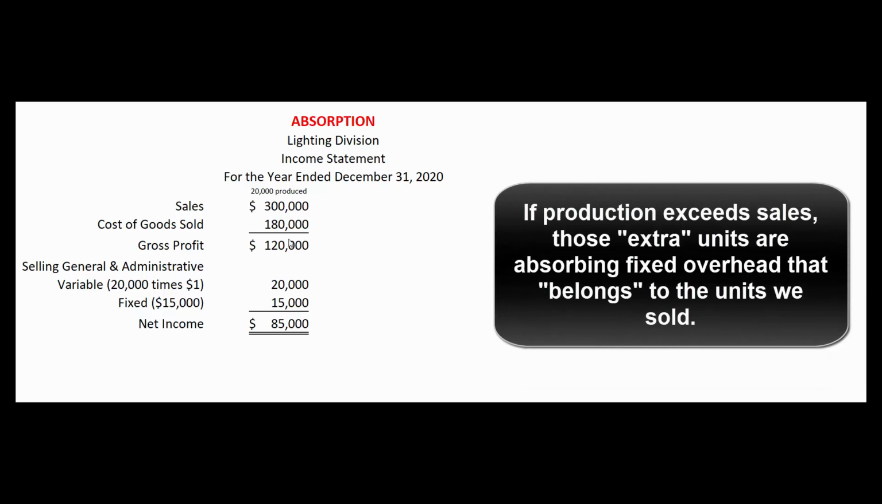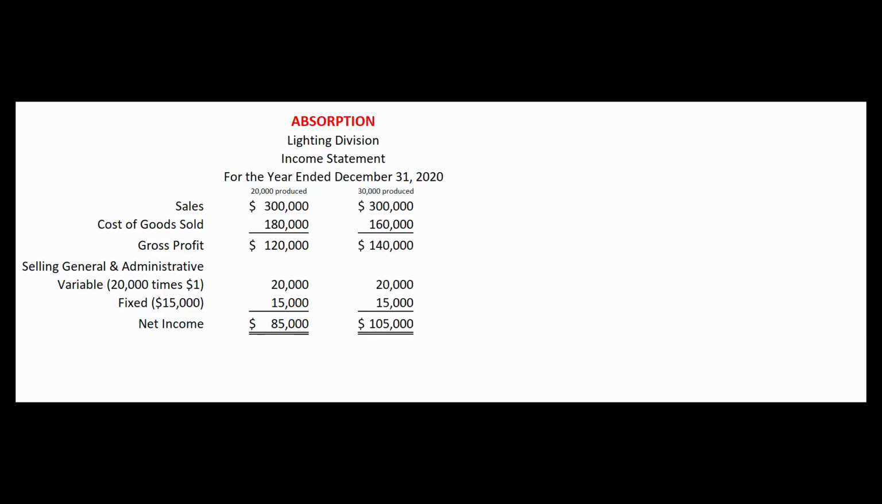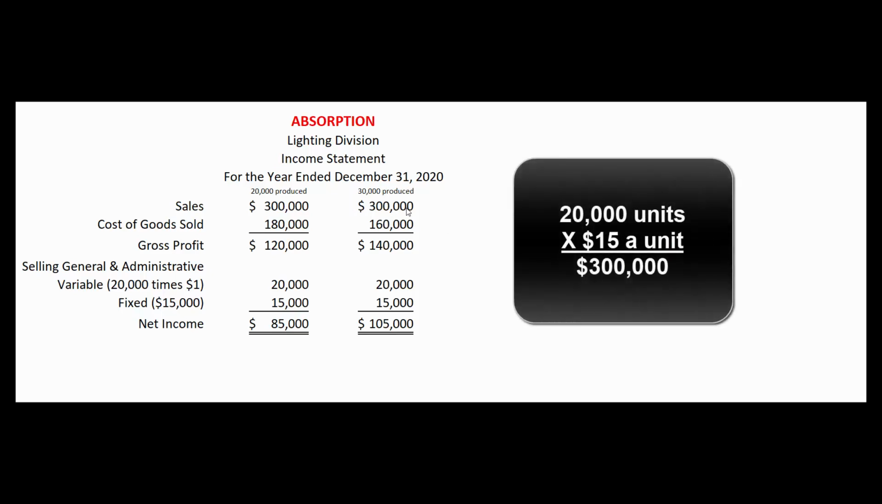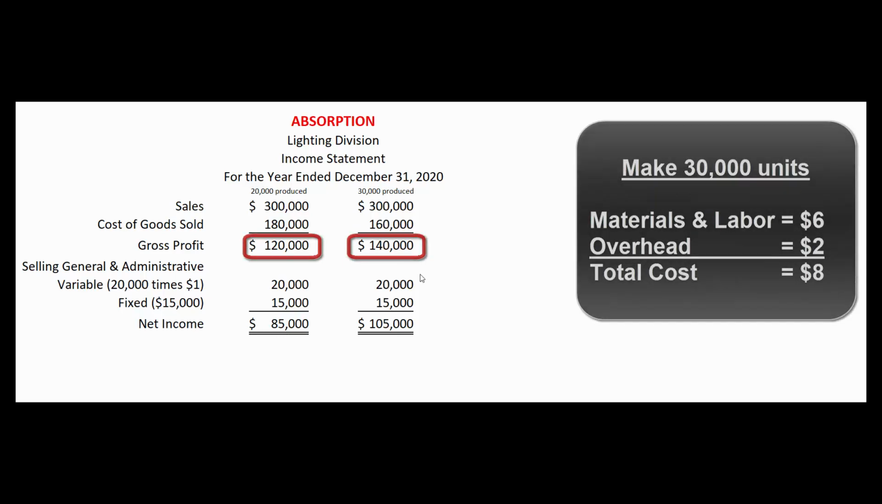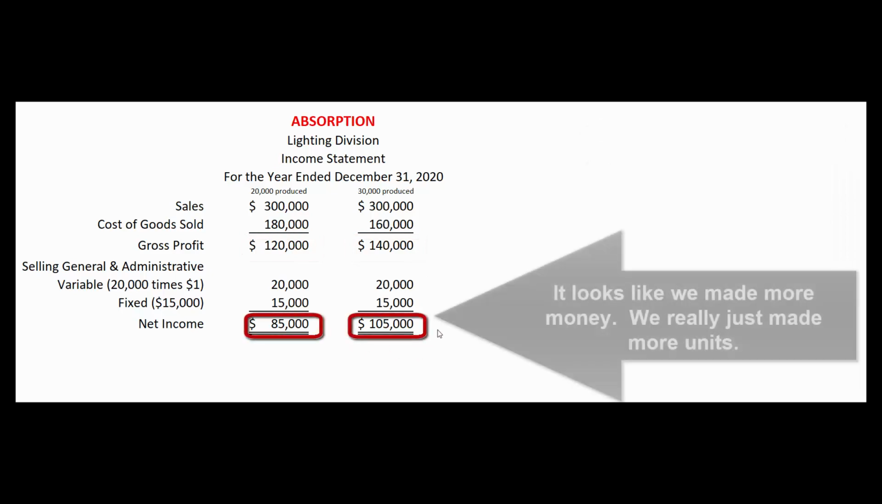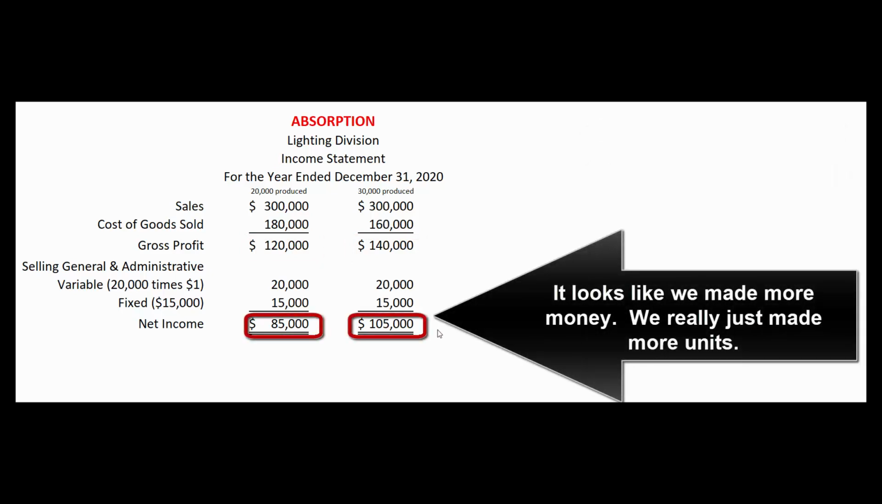If we produce 30,000 units, our cost of goods sold is going to look smaller because those units that we don't sell are absorbing that extra fixed overhead. So now let's make 30,000 units. Our sales are still the same. We're still only selling 20,000, but our cost of goods sold goes down because each unit only costs us $8. Remember, each unit absorbed only $2 of fixed overhead instead of $3. So our gross profit looks $20,000 better, and our net income looks $20,000 better. So it looks like we made more money when all we did was make more units.